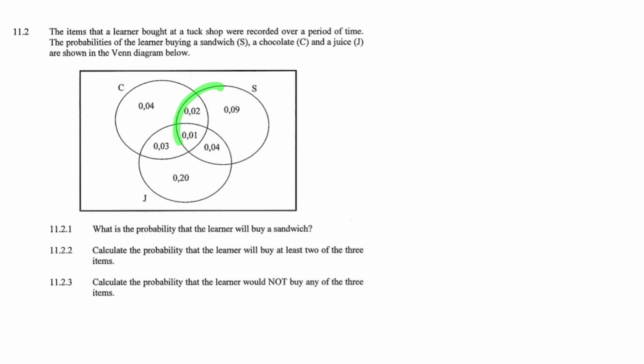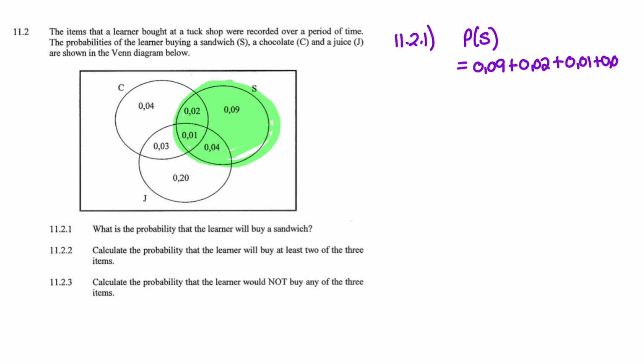11.2.1. What is the probability that a learner will buy a sandwich? So if I look at the circle of sandwich, the probability of buying a sandwich would be all of these values added together. So the probability of a sandwich is equal to 0.09 plus 0.02 plus 0.01 plus 0.04. And that is equal to 0.16.